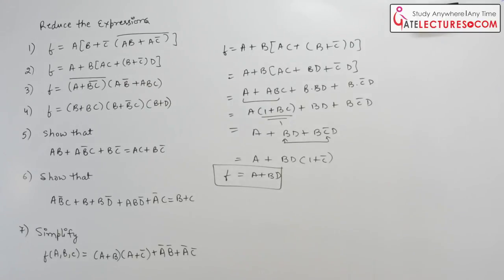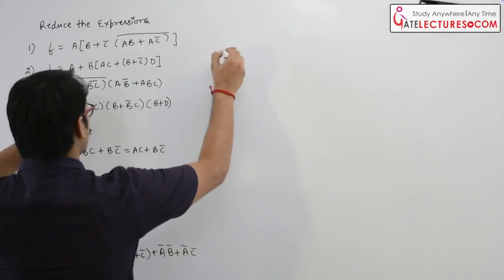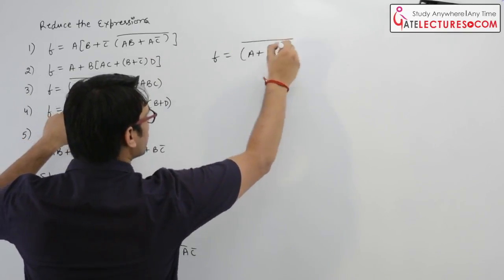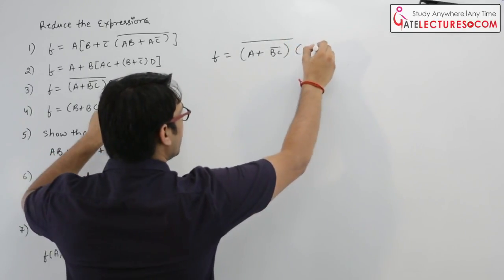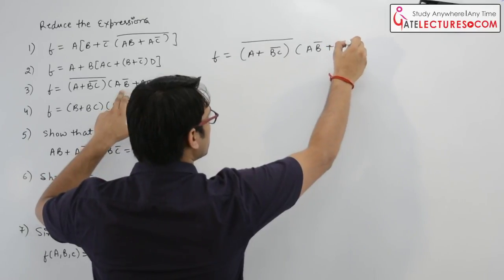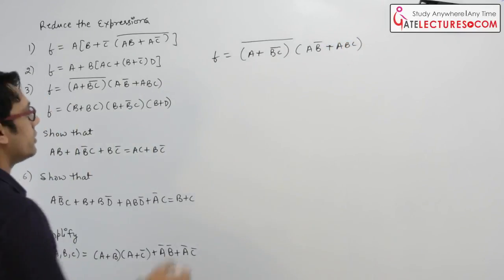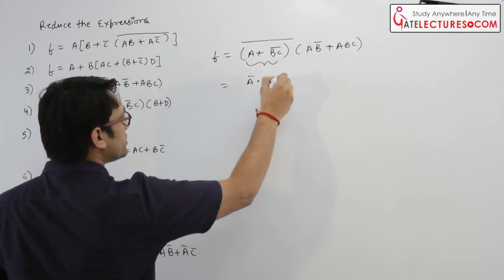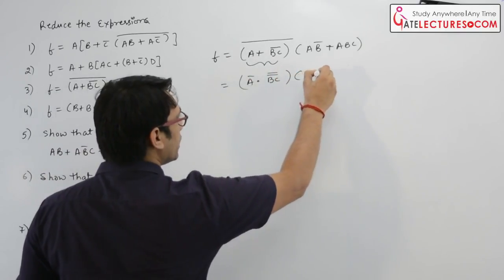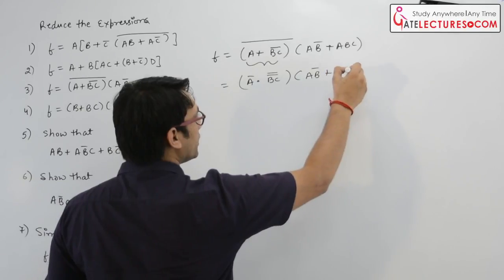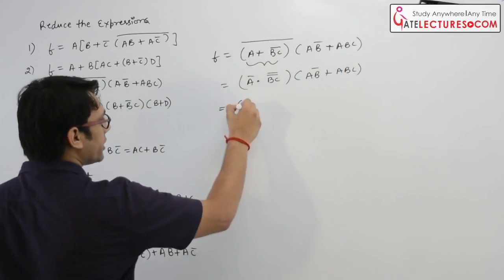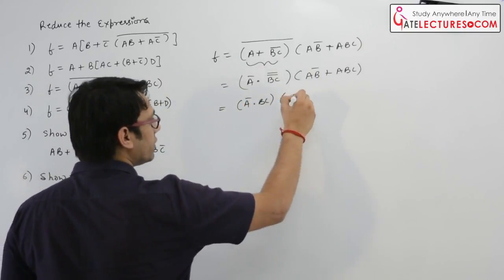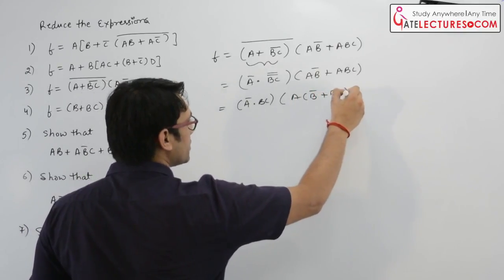Now let us try to solve the next question here. So the function is (a plus bc) whole complement dot (ab complement plus abc), right? So let us apply De Morgan's law here. So it will be a complement dot (bc) complement dot (ab complement plus abc). So it can be written as a complement dot (bc) complement, and here you can take a as common, so it will be (b complement plus bc).